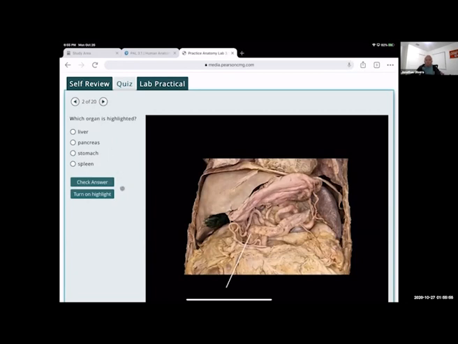Which organ is highlighted here? I'll put the highlight back on. You see that whole organ that sits right there. You get a good look at it. It has a head, a body, and a tail. Pancreas, perfect. That would be your pancreas.